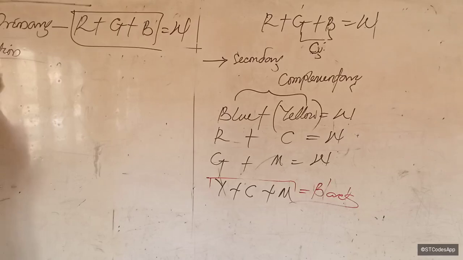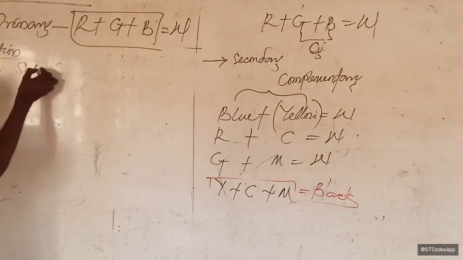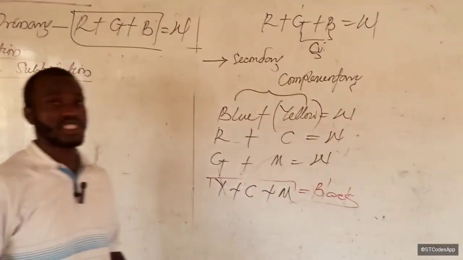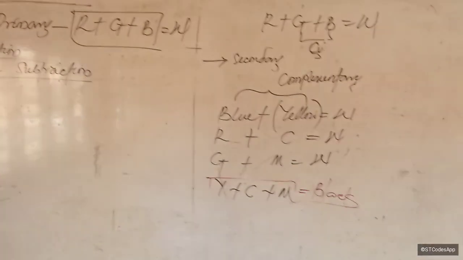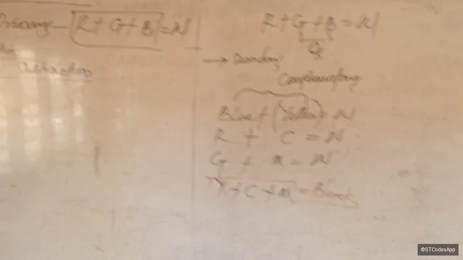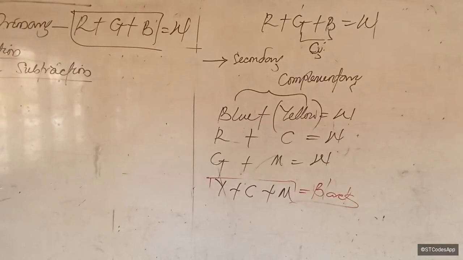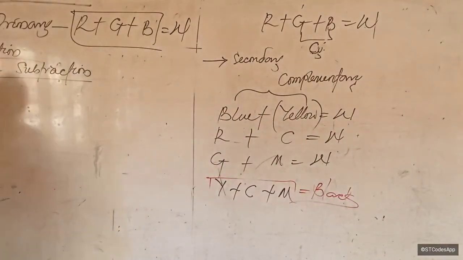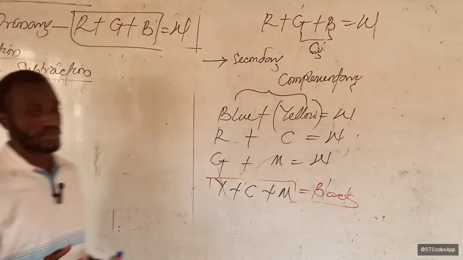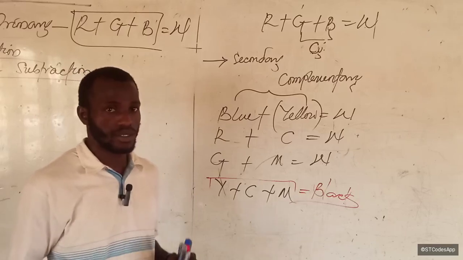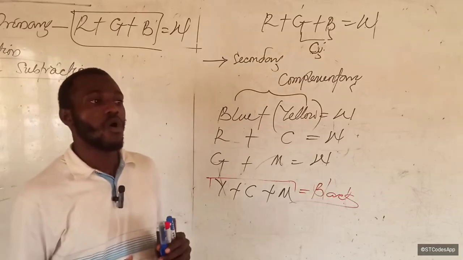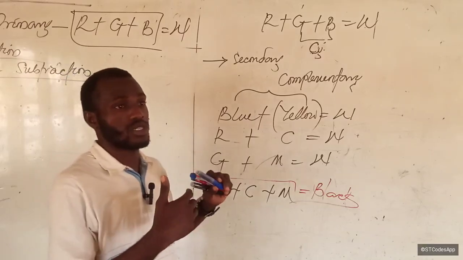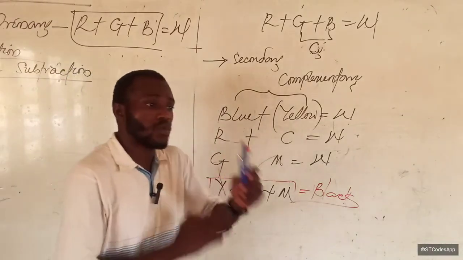Now, what about color subtraction? Color subtraction is very expedient in understanding how we see things. For example, if a shirt appears red, it means that it is capable of absorbing the red. If we call it a shirt, let's not talk about the appearance yet. Let's learn what the appearance will be.